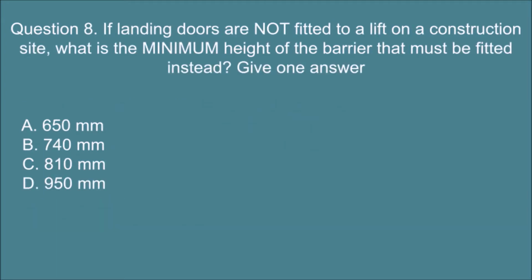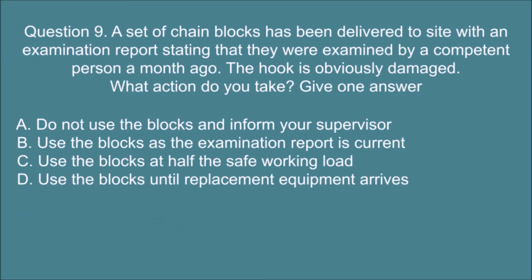Question 8. If landing doors are not fitted to a lift on a construction site, what is the minimum height of the barrier that must be fitted instead? Give one answer. A. 650 millimeters. B. 740 millimeters. C. 810 millimeters. D. 950 millimeters. The correct answer is D. 950 millimeters.